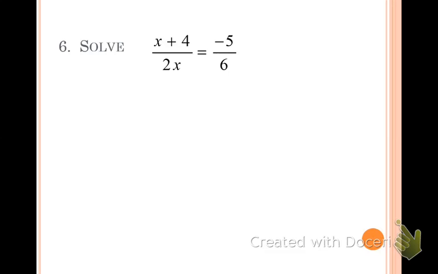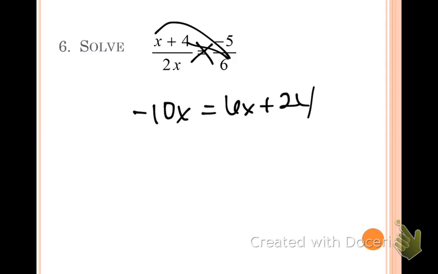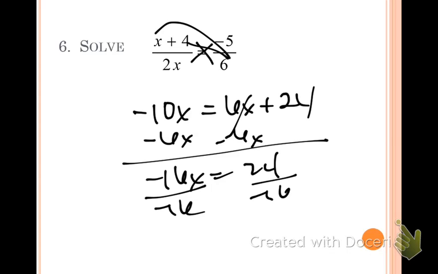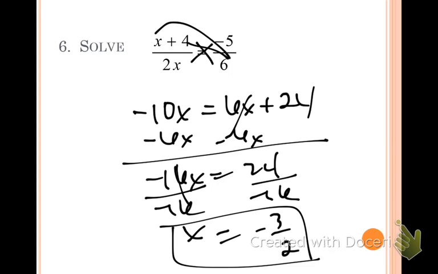All right, what you should come up with. Cross multiply. Negative 5 times 2x is negative 10x. I'm going to multiply this 6 into both of these guys and get 6x plus 24. Now, subtract 6x, subtract 6x. Divide by negative 16. Right? And you end up getting negative 3 over 2. Reduce it. Okay? Questions there?